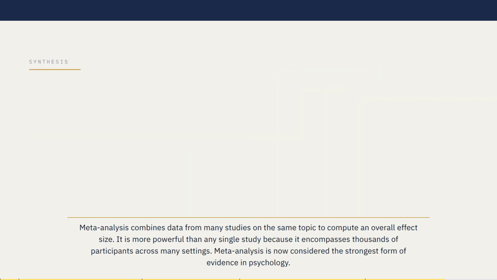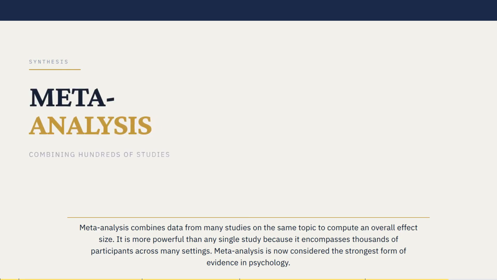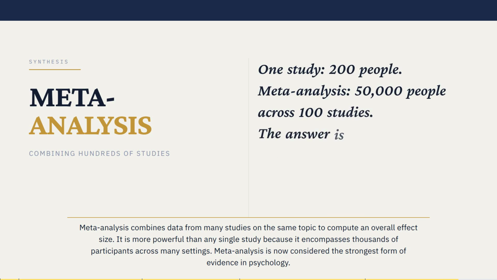Meta-analysis combines data from many studies on the same topic to compute an overall effect size. It is more powerful than any single study because it encompasses thousands of participants across many settings. Meta-analysis is now considered the strongest form of evidence in psychology.